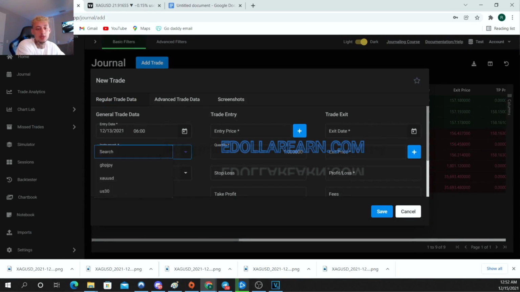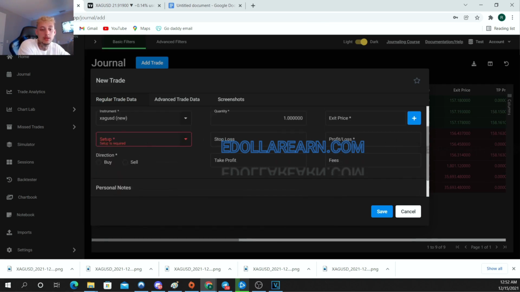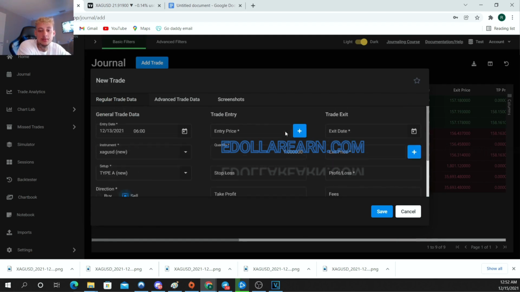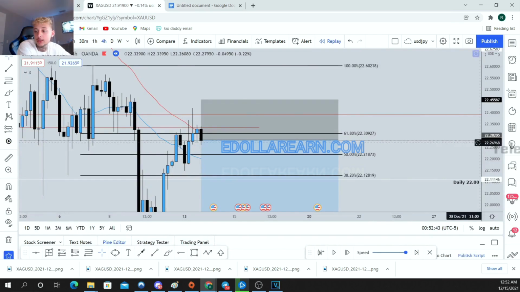So we're going to enter there at 6 p.m. I'm going to enter the instrument XAG USD. Let me put that back in here. And then the setup is going to be a type A setup, meaning that I have 4+ confirmations on this specific setup. We're actually going to be selling. Our entry price is going to be 22.27950.